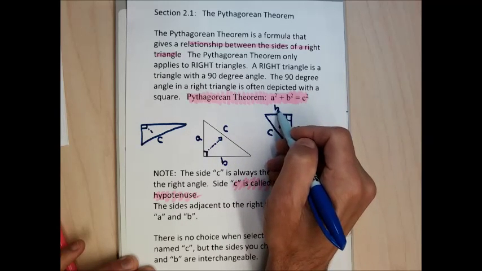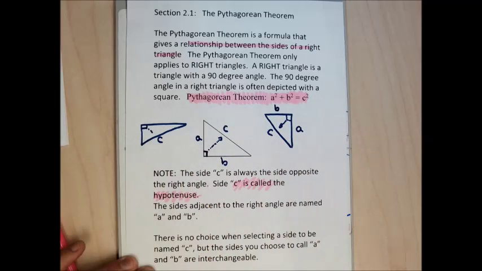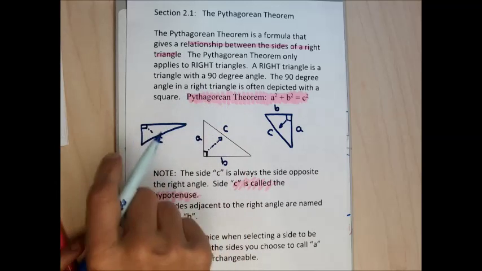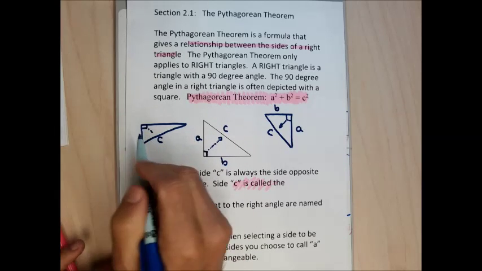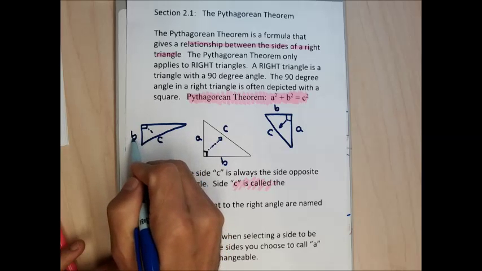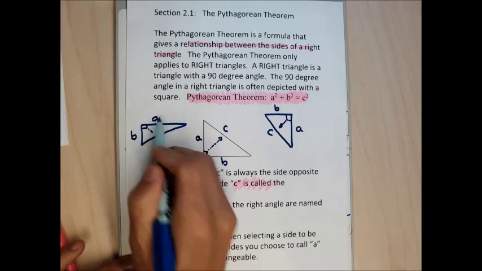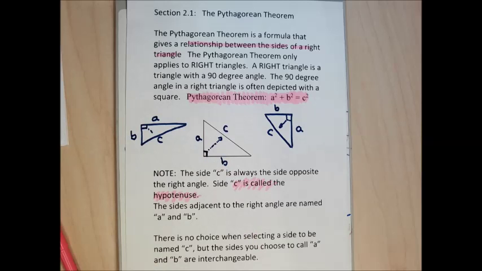So as you're going through your work in this section, if I ask you to find the length of the sides of the triangle and you choose an A when I chose a B, it doesn't matter. The sides that are next to or adjacent to the right angle, it really absolutely doesn't matter which one you call A and which you call B. So that's kind of everything on the first page, probably a lot of which you've already known.